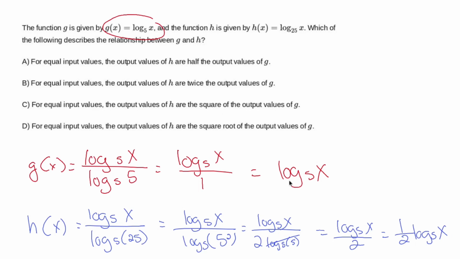So what we could say is h of x is half of g of x. So for equal input values, the output value of h is half the output value of g. So right away we can go with the answer of A.